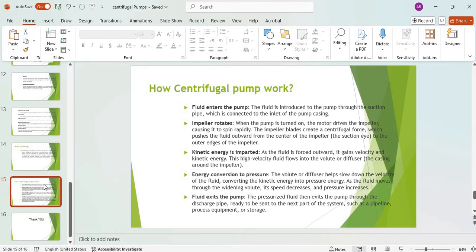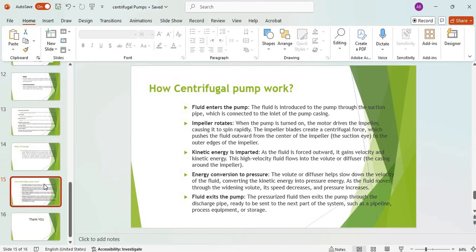And I told you how the volute works. It lowers the speed, because the volute is designed in a way, with grooves or whatever, to lower the speed of the fluid, which is converted afterward to high pressure according to the Bernoulli equation. So kinetic energy is important. The fluid is forced outside, gains velocity and kinetic energy in the casing around the impeller. For energy conversion to pressure, the volute or diffuser helps to slow down the velocity of the fluid, converting kinetic energy to pressure energy. And then the fluid exits the pump.